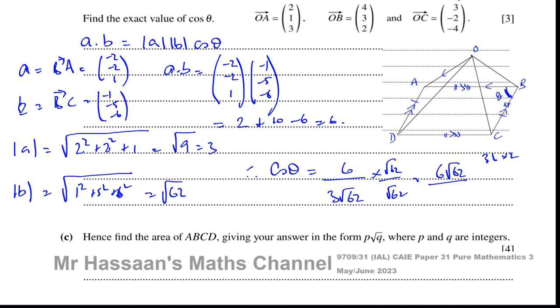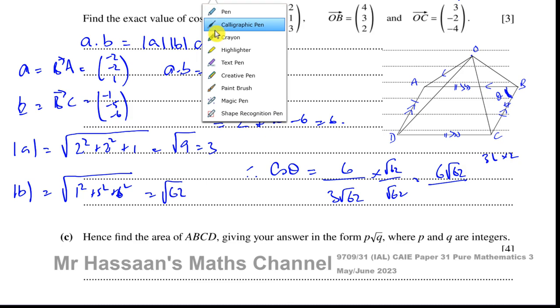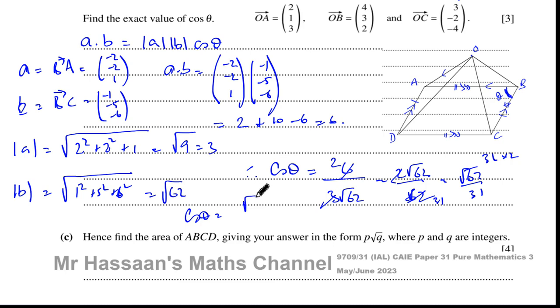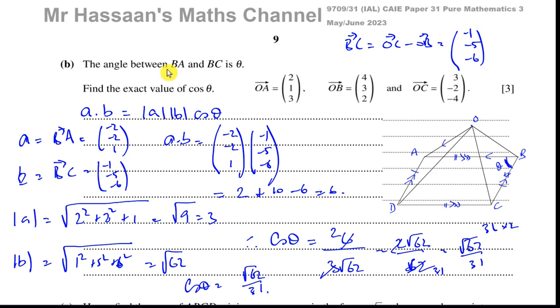So you have 6 root 62 over 3 times 62. Okay, first of all, in fact, what we can do before even that, let's just make it easier for ourselves. Why make life difficult? We can cancel out this with this. So we end up with 2 times root 62 over 62, and this cancels with this, that gives you 31. So you're left with root 62 over 31. So that's the exact value of cosine theta. Okay, so cosine theta equals root 62 over 31. And there's your answer to part B of this question.